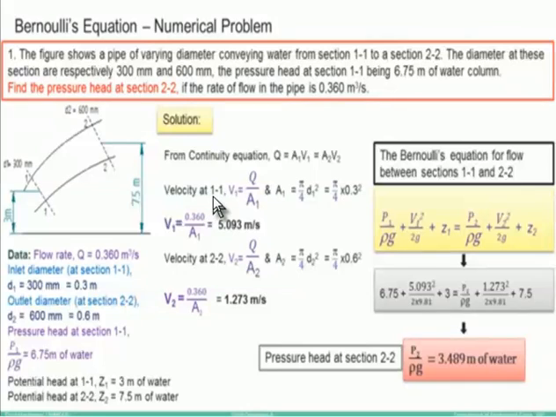First, the velocity at 1-1: V1 is equal to Q by A1, since Q is equal to A1 V1. A1 is equal to pi by 4 D1 square. We already know the diameter, so from this equation we get the area, which we substitute here. V1 is equal to 0.360 by A1, which is 5.093 meter per second.